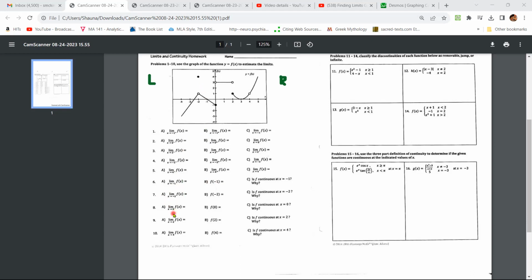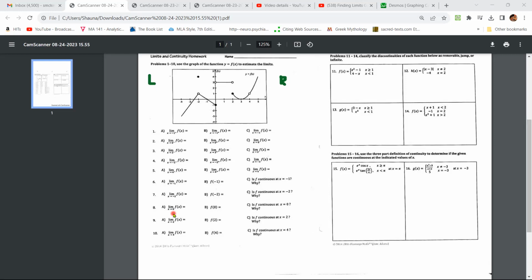How about number 8? Limit f of x as x approaches 0. We did that one too. Look at number 2. We said that the limit did not exist. The limit doesn't exist, correct? But does f of 0 exist? Yes, it exists. It not only exists, it's equal to -1. Good job.